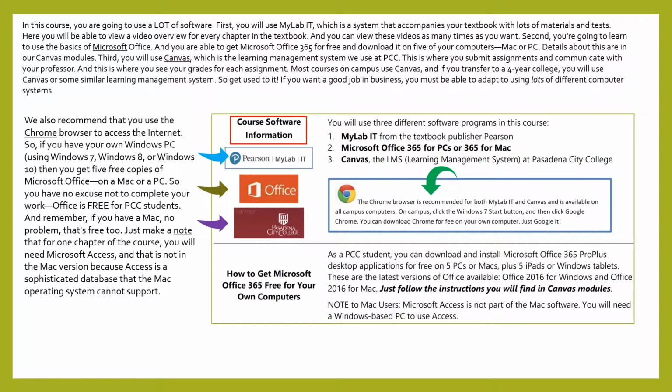So if you have your own Windows PC using Windows 7, 8, or Windows 10, then you get 5 free copies of Microsoft Office on a Mac or PC. So you have no excuse not to complete your work. Office is free for PCC students. And remember, if you have a Mac, no problem, that's free too. Just make a note that for one chapter of the course, you will need Microsoft Access, and that is not in the Mac version because Access is a sophisticated database that the Mac operating system cannot support.